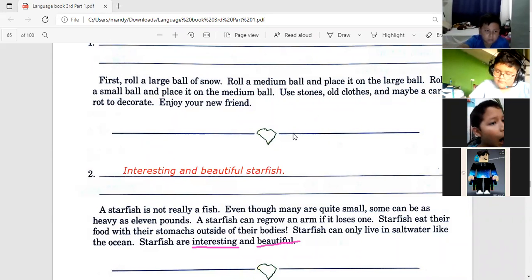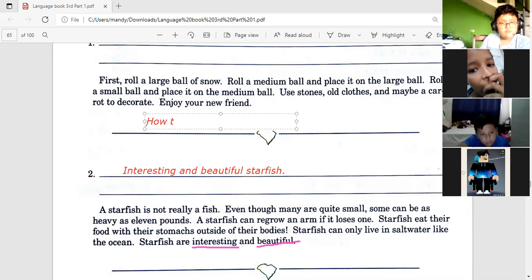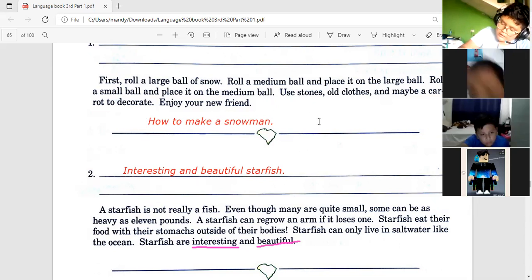Okay, in the first one, we write, how can we make... Questions. Okay, a snowman. Tell me, Christopher. Yo no alcancé a copiar la primera. Okay, I write in that part. Se la voy a escribir aquí. How to make a snowman. Yes? This one is the first one, number one. Okay, how to make a snowman. And the second one, interesting and beautiful starfish. Yes?